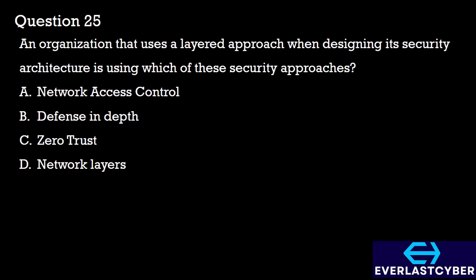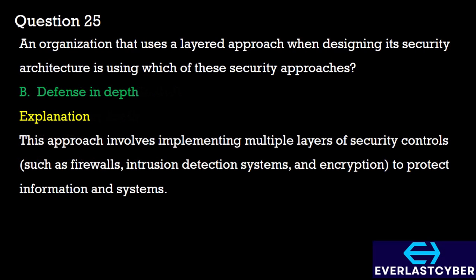Question 25. An organization that uses a layered approach when designing its security architecture is using which of these security approaches? A. Network access control. B. Defense in depth. C. Zero trust. D. Network layers. For this, we'll be going with option B. Defense in depth involves implementing multiple layers of security controls like firewalls, intrusion detection systems, and encryption in order to protect information and systems.